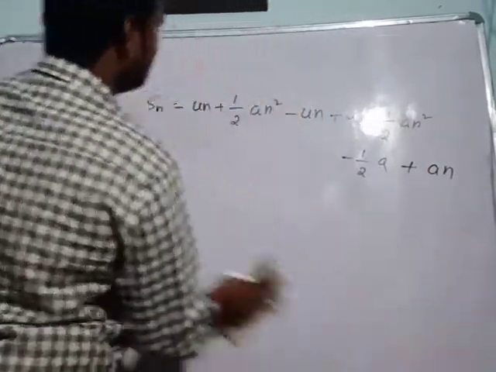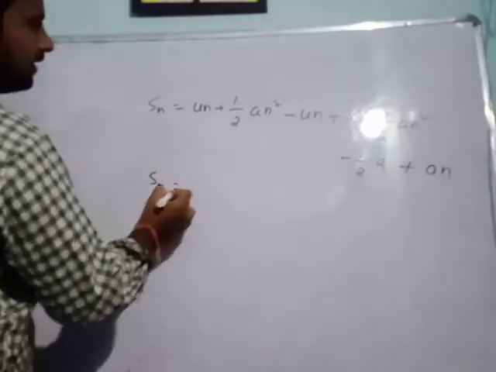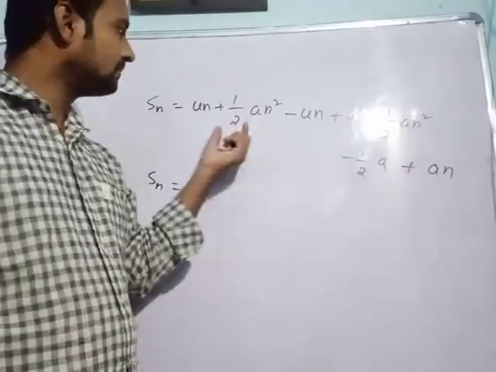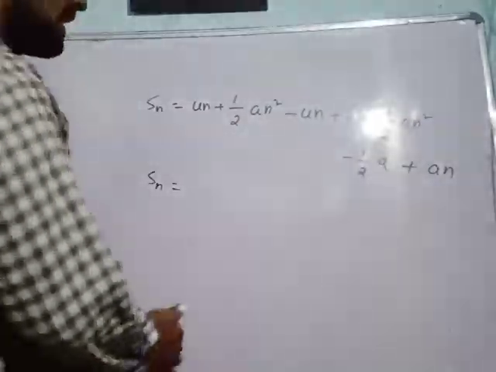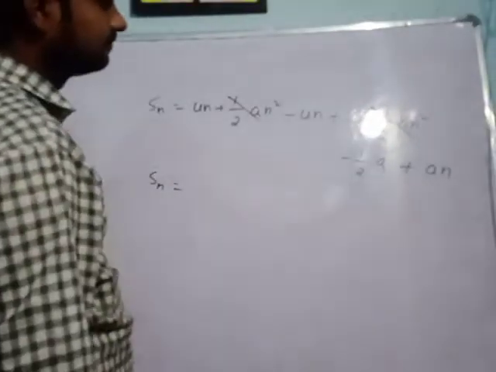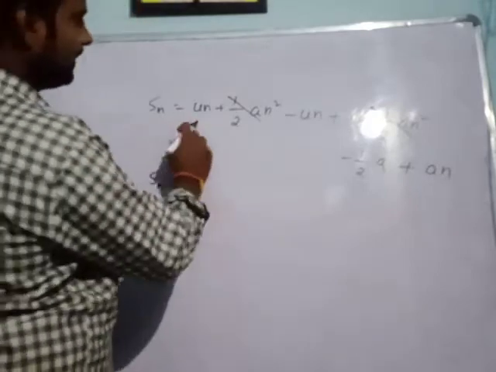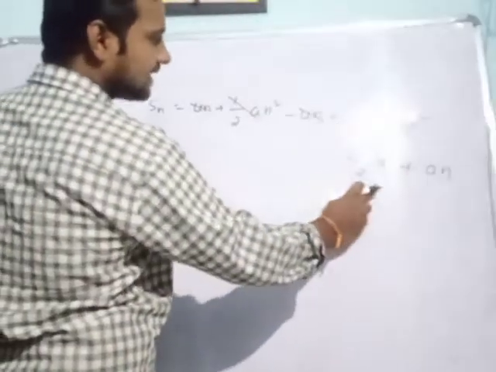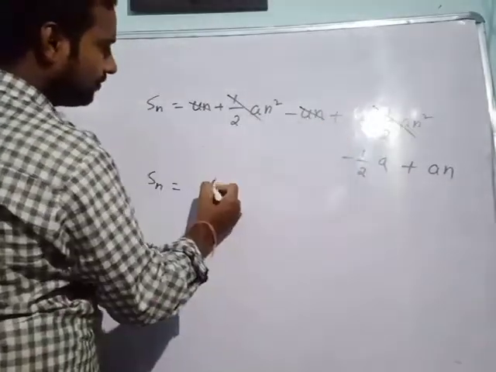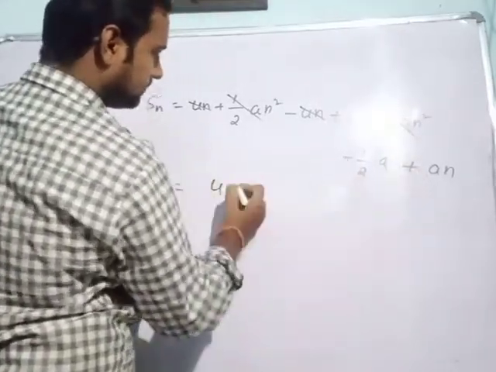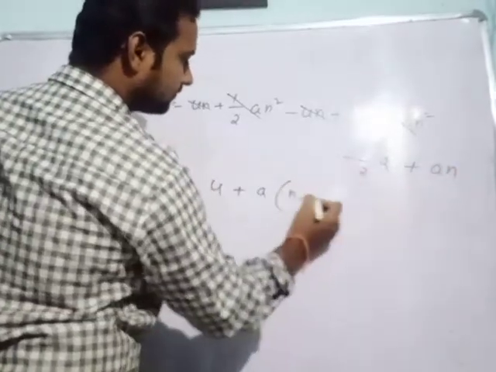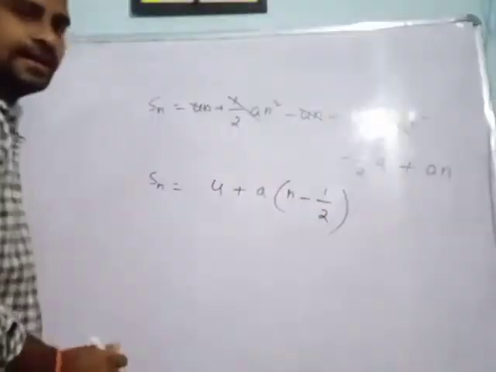Okay. So Sn is equal to, here what are the like terms? So half an square minus half an square, same, but signs are opposite, so cancel. Clear all of you? Now remaining terms here. So here remaining terms un also cancel. Okay, remaining u minus half a plus an. So here a is common here. So remaining terms n minus half. Clear all of you?